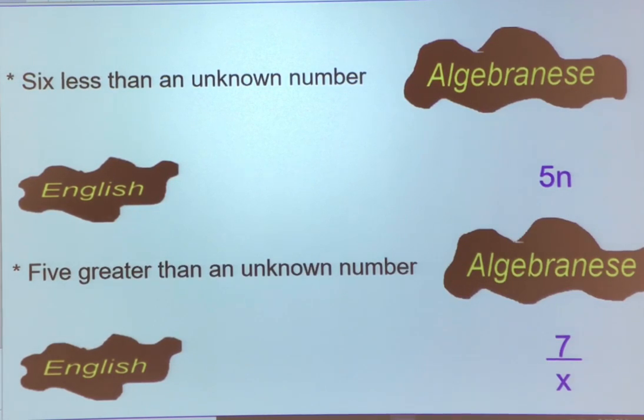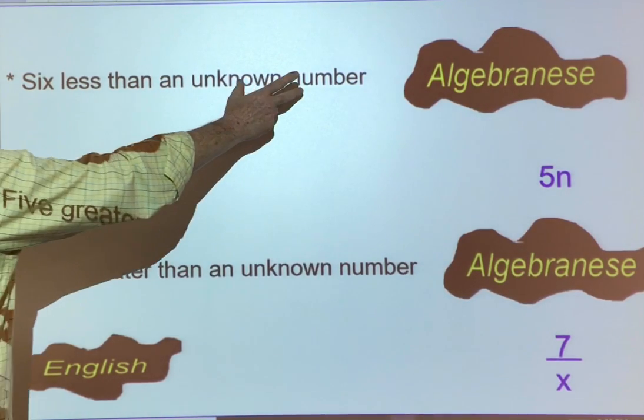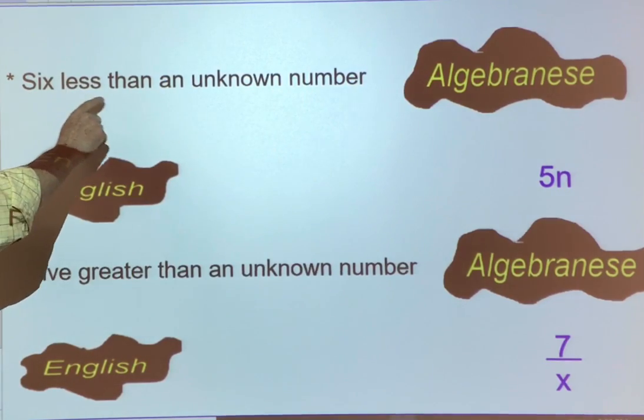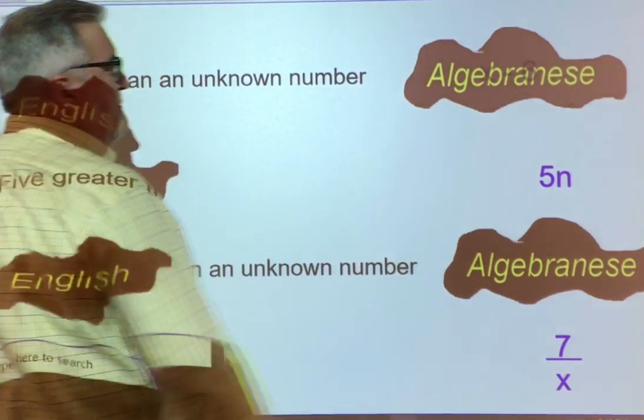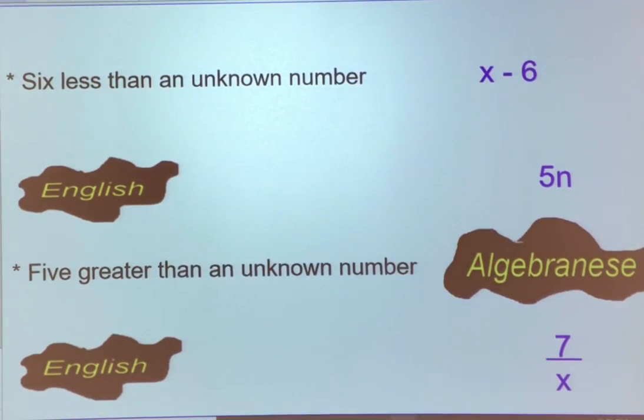This time we're given an English word phrase, and it says 6 less than an unknown number. Okay, our unknown number is our variable. 6 less than. That means I'm taking 6 away from something. What are we taking 6 away from? We're taking it away from our unknown number. So it should be our variable minus 6.